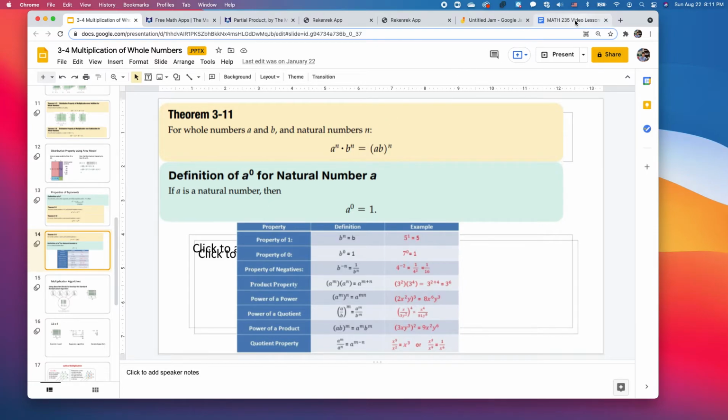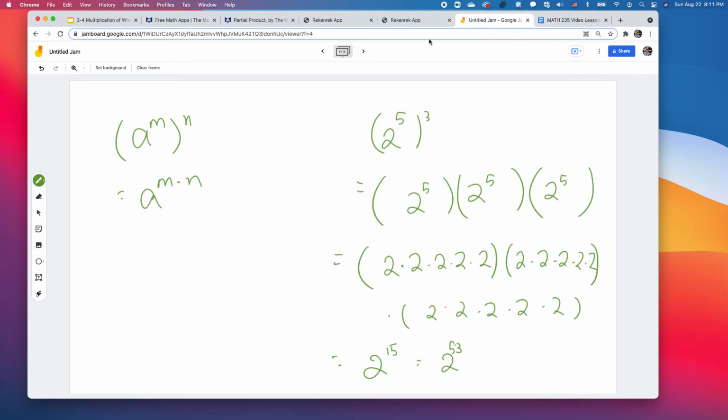Now let's take a look at this theorem. A to the n. Okay. Oops, not this one.